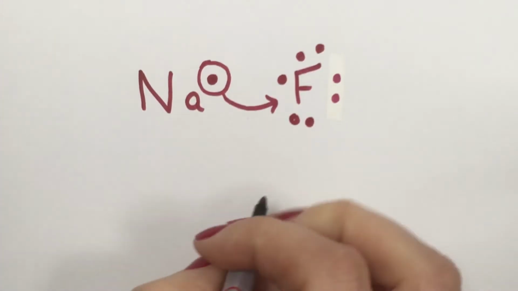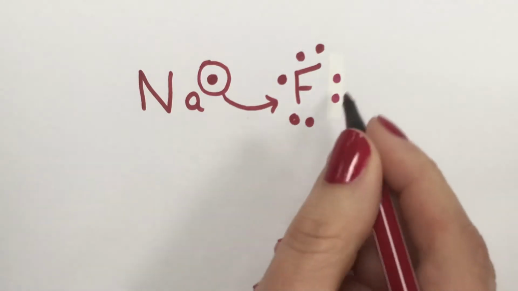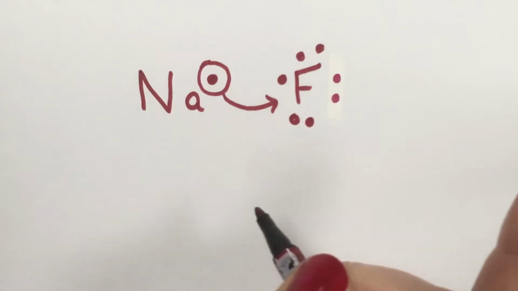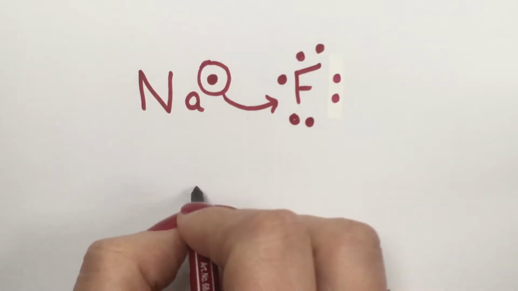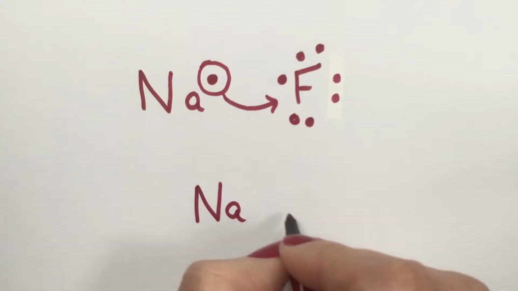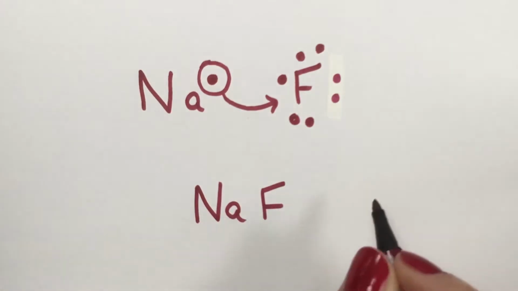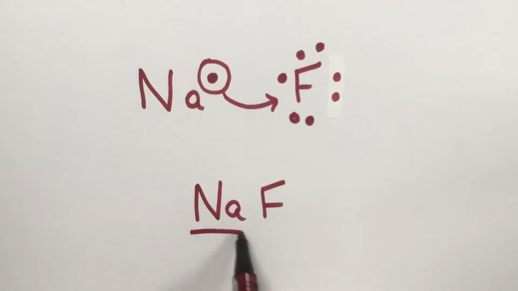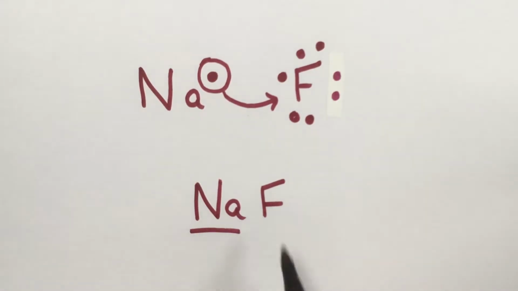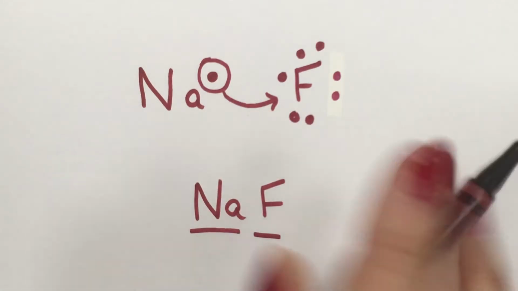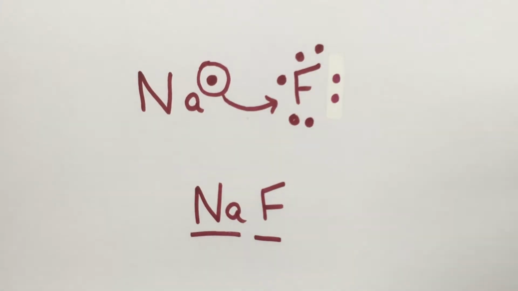But we're not going to draw them. So since this became stable with just 1 electron donated, we only needed 1 sodium and 1 fluorine. It's very important that you write the metal first, always. We always write the metal first and then the non-metal. So that's it, we're done.